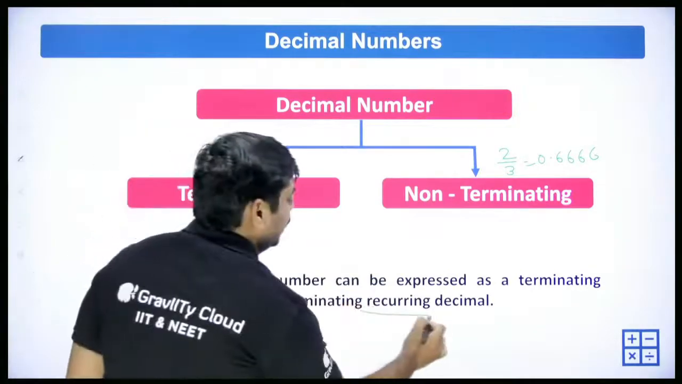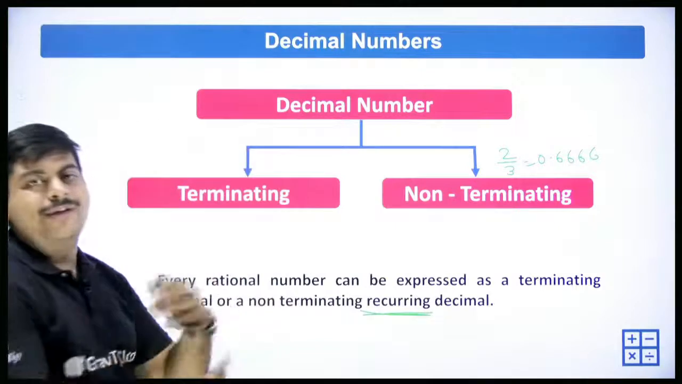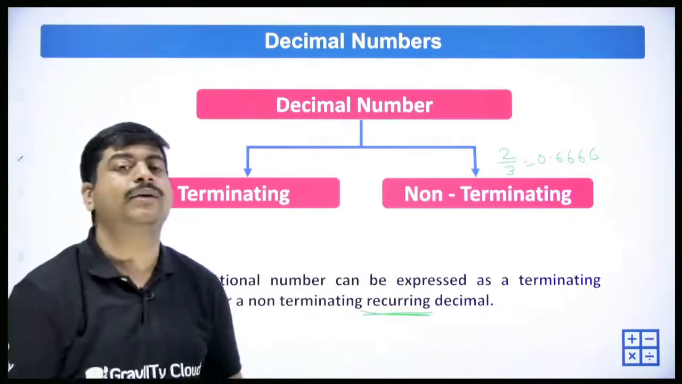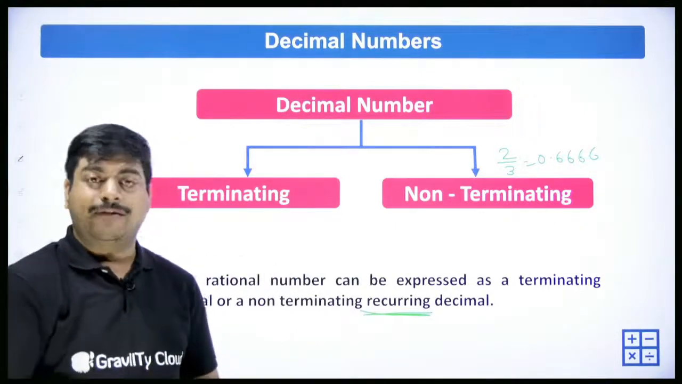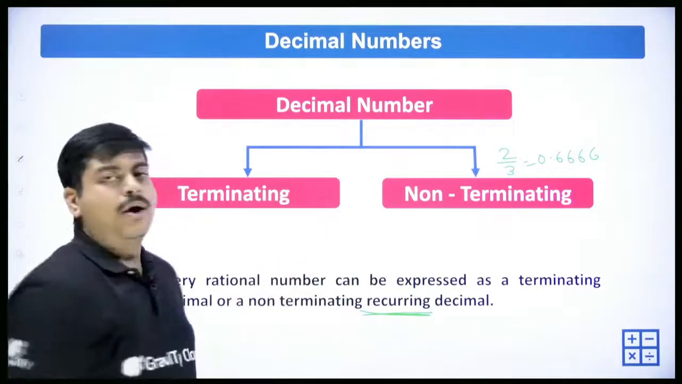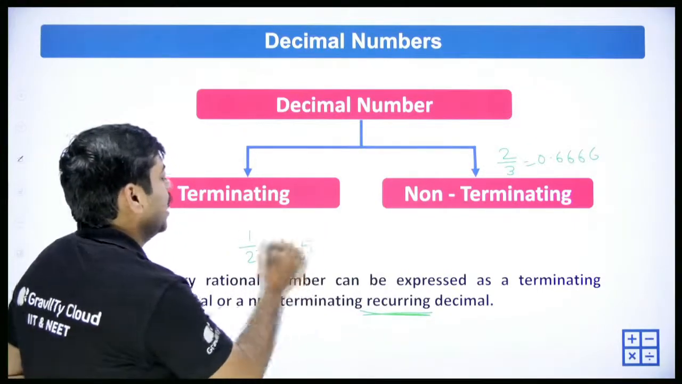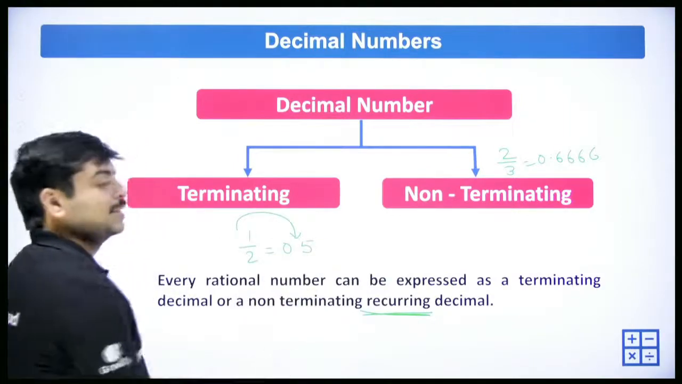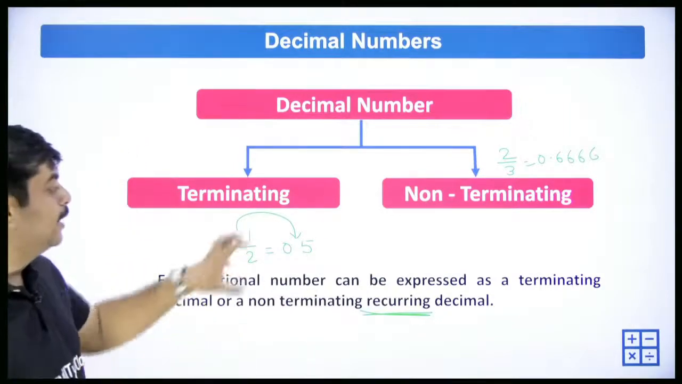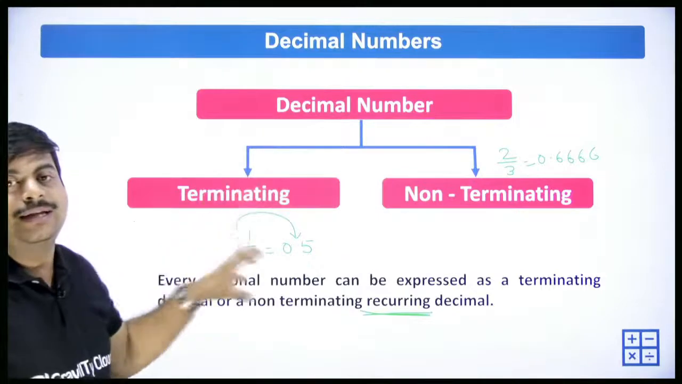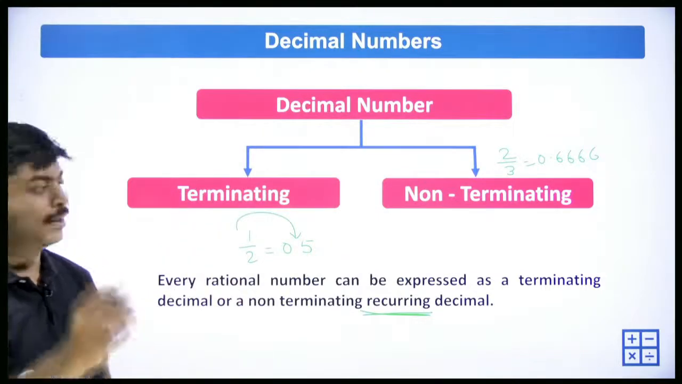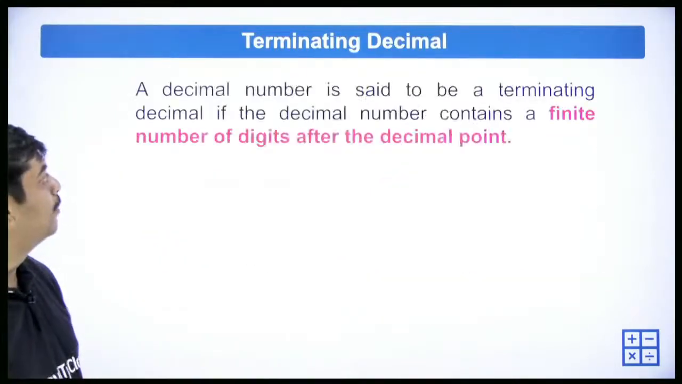Non-terminating recurring means the same value keeps on coming. That is what we say recurring. Every rational number, just like 2 by 3, or you can have 1 by 2, which is 0.5. A rational number can be expressed as a terminating or non-terminating decimal, right? So let's move ahead to see some more applications.